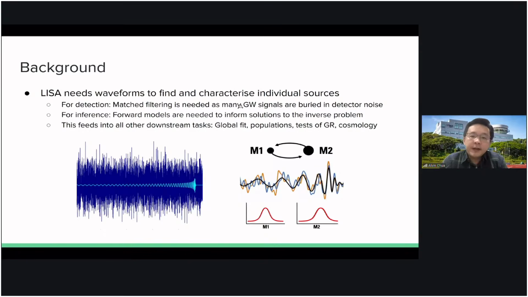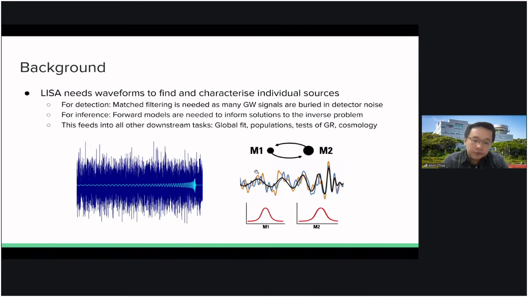When I say find, I'm referring to the procedure of detection, where the data is compared against many waveform templates using matched filtering. This technique of matched filtering is required because many gravitational wave signals are actually buried deep beneath the detector noise, as depicted in the left figure over here. And matched filtering then allows us to build up confidence that the signal is actually present.